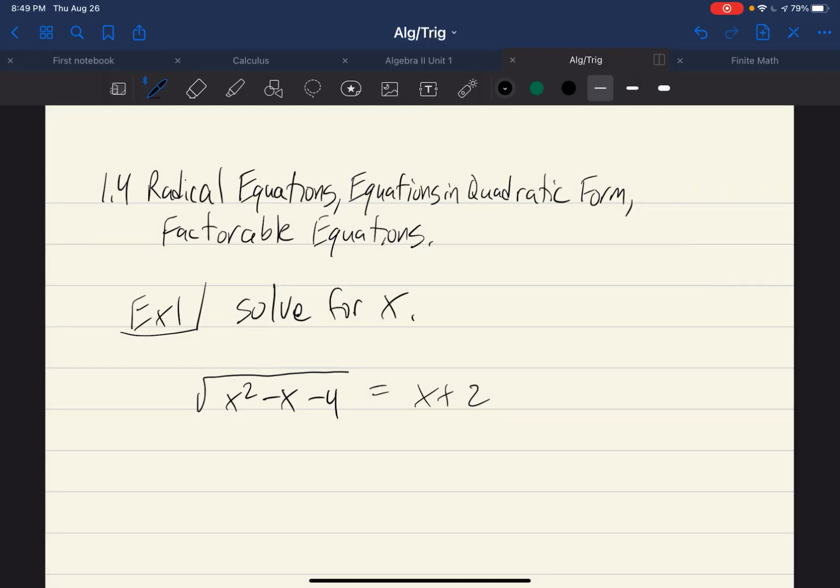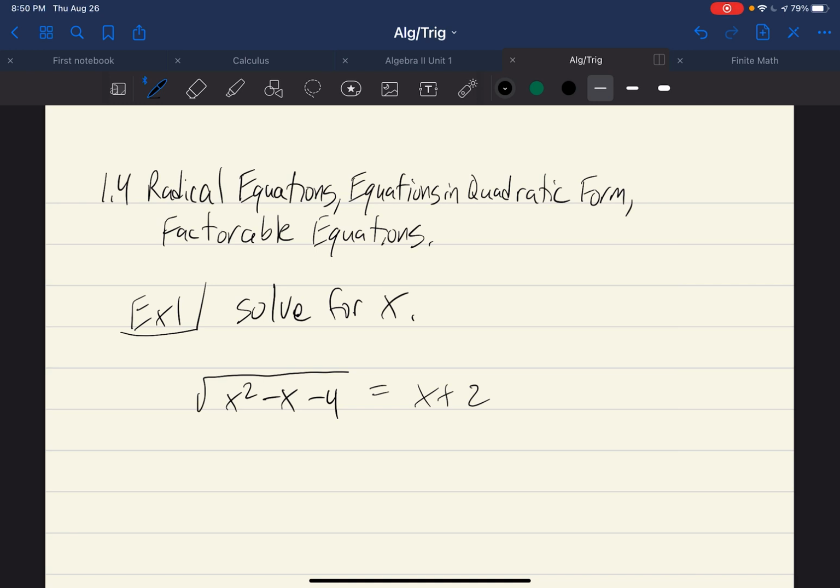Welcome to section 1.4, radical equations, equations in radical form, and factorable equations. We're going to go through 4 examples together. Feel free to pause the video and try working the problem ahead of me, and we'll go through it together. And you can start writing down example 1 here. So we're going to solve for x here.